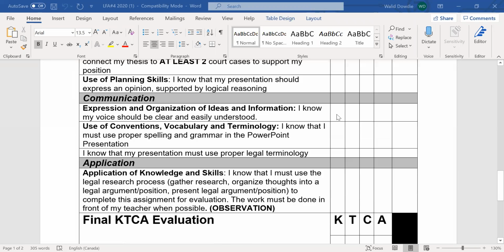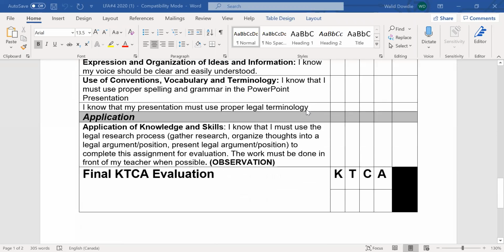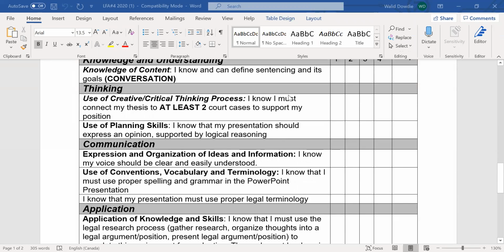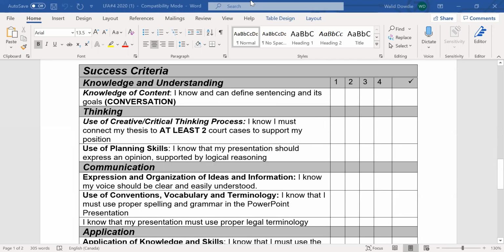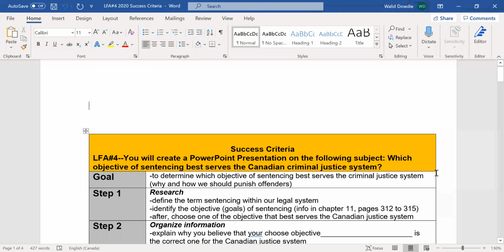And I guess the last part is always the legal research process, which means gathering information, presenting it in some sort of outline or graph, and then taking that feedback and presenting your legal argument position. So it's gather research, organize thoughts into a legal argument position, and then present a legal argument and position. It can be done in front of me when possible. That's the first part. I'm sorry, new share, which will break down the actual success criteria.